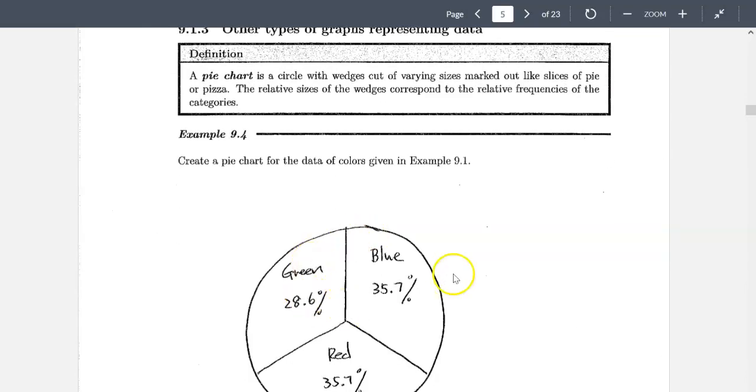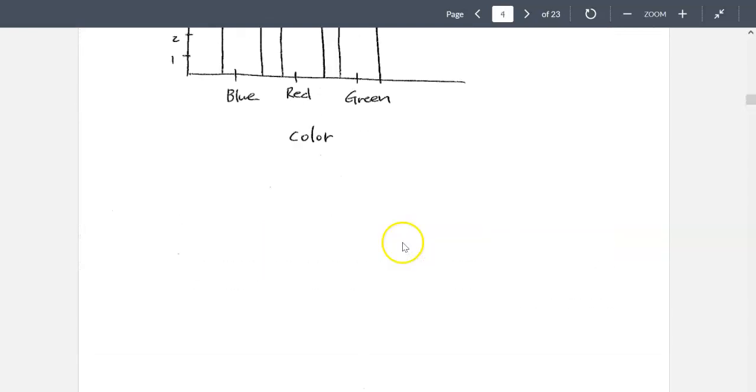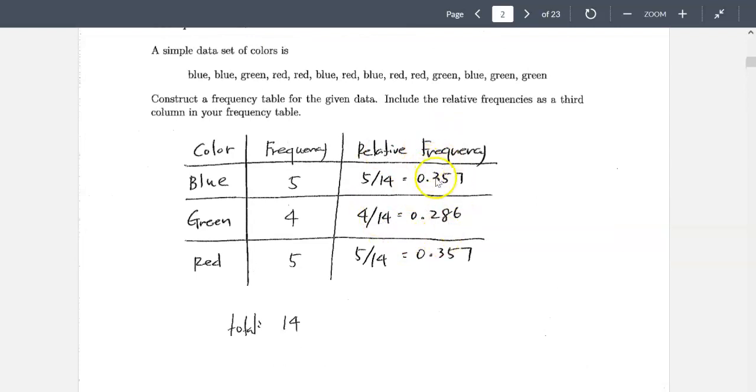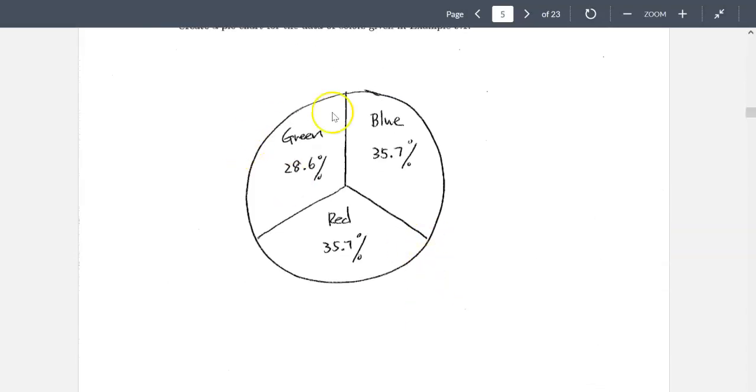Now we see the pie chart. That's another way to do this. Now these numbers, how do we get these percents? These numbers are coming from the relative frequency. So you change these into percents, and then you have what we call the pie chart. Remember, when you do a pie chart, you want to approximate the area so that it makes sense. These are all about a third of the pie. Remember, the whole thing has to be 100%.